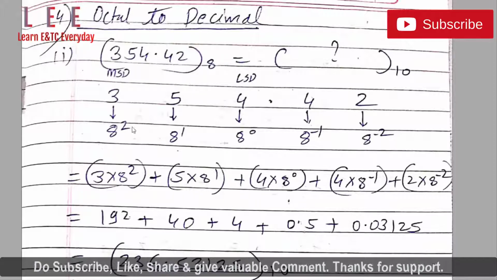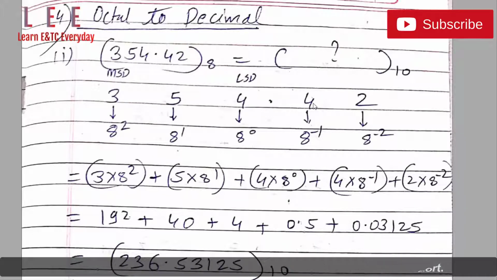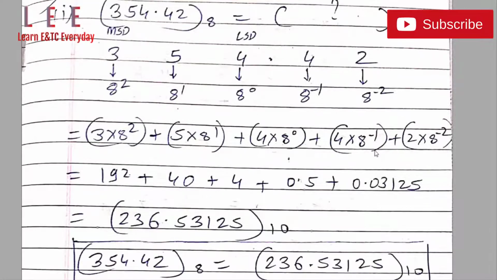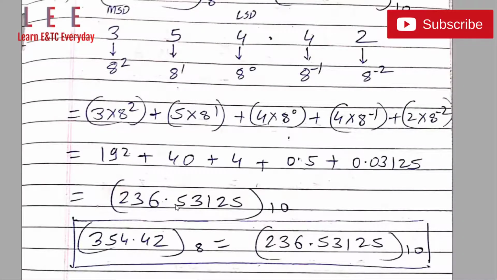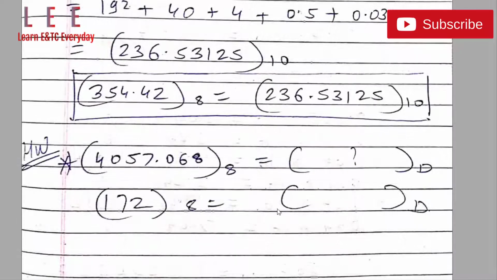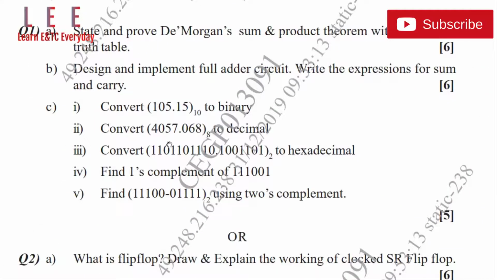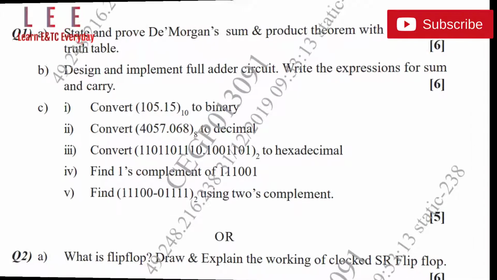If we multiply and add, 3 into 8 to the power 2 plus 5 into 8 to the power 1 plus 4 into 8 to the power 0 plus 4 into 8 to the power minus 1 plus 2 into 8 to the power minus 2. If you solve this, you will get the complete answer. That is very simple. Again, octal to decimal is already asked in the paper. This is octal to decimal for 1 mark. We already covered this.